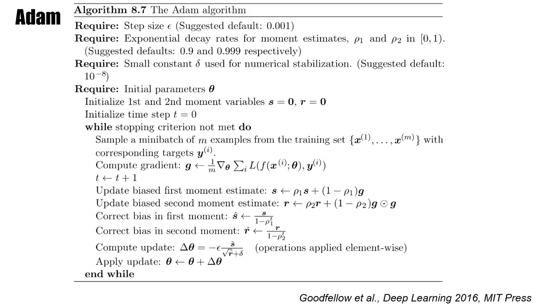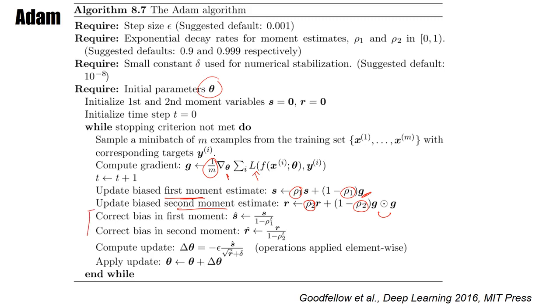The Adam algorithm is a variant of these ideas. Again, I have parameters theta, and I calculate the gradient over a mini-batch of size m. The gradient is with respect to the parameters of this loss function L. And now I have a first moment estimate, which has these parameters ρ1. G is just the gradient. I have a second moment estimate with a different smoothing parameter ρ2. G times G is this element-wise multiplication.